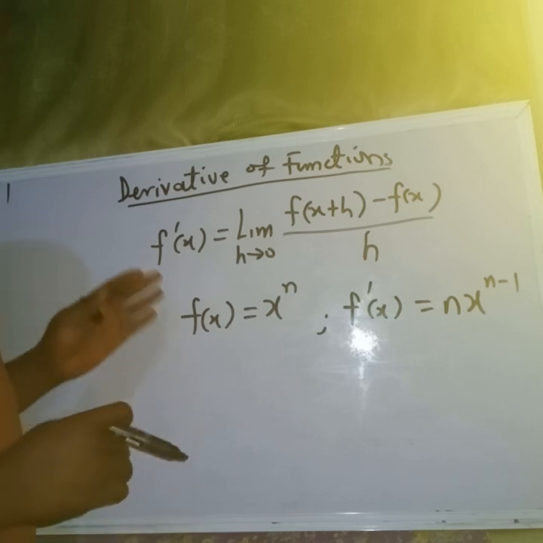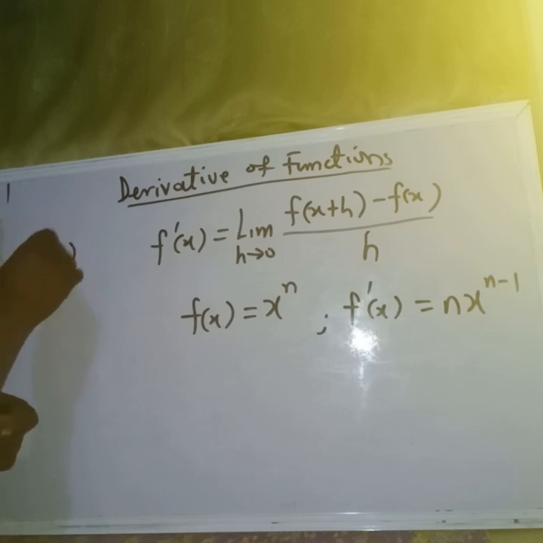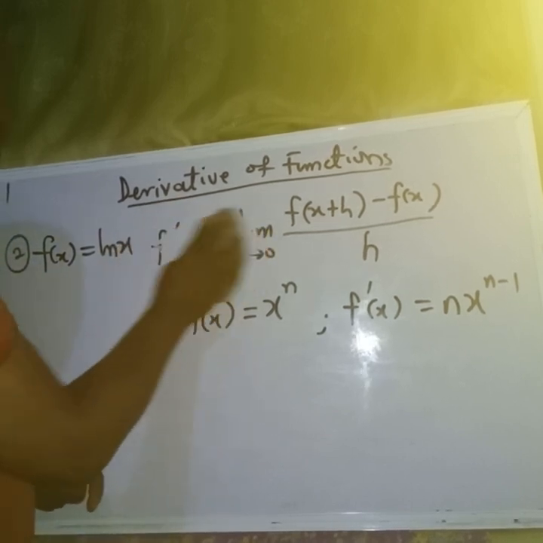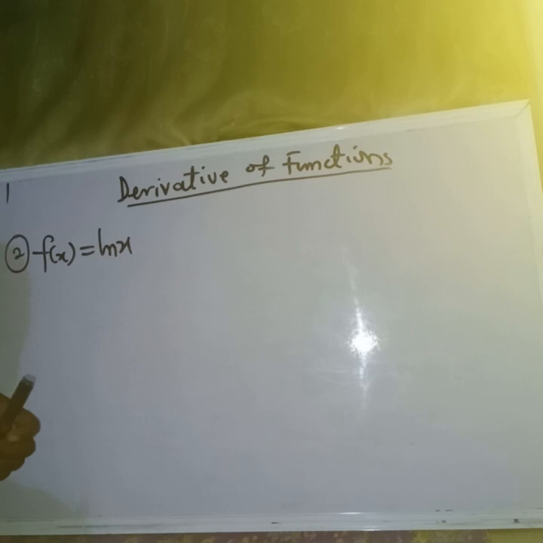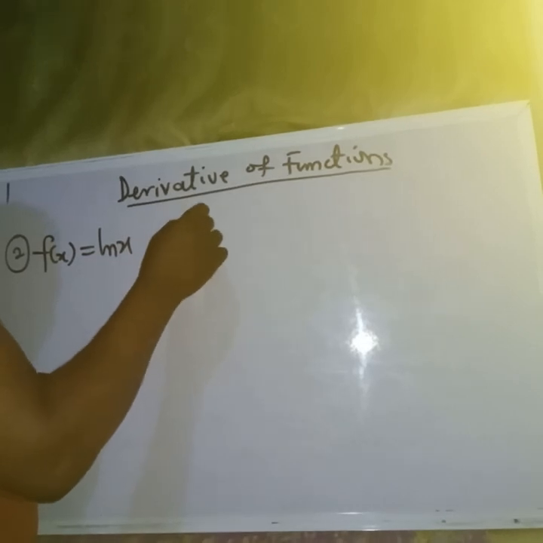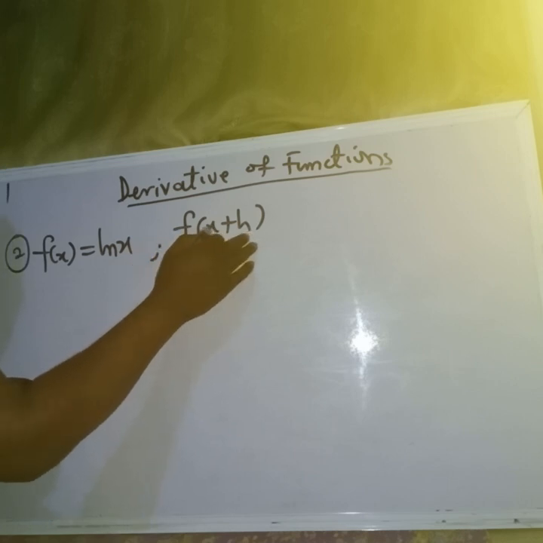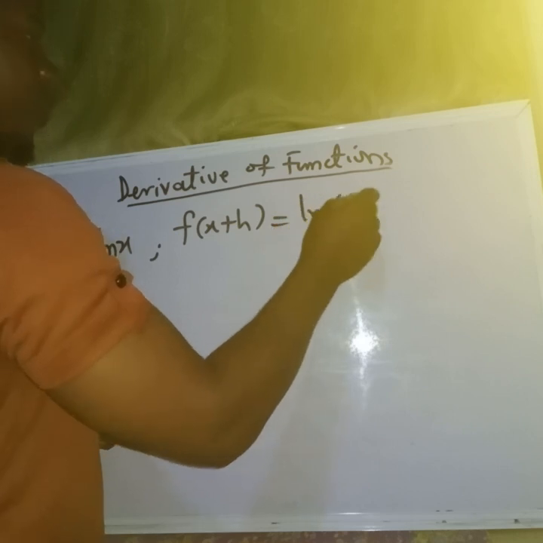Now we'll consider the second example given in the last video, which is f of x equal to ln x. Let's quickly look at that using this derivative formula. If you are given a function f of x equal to ln x, in the formula we have the term f of x plus h, so we replace x with x plus h here. So this is ln of x plus h.